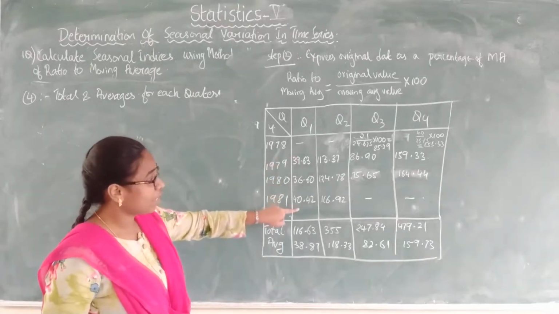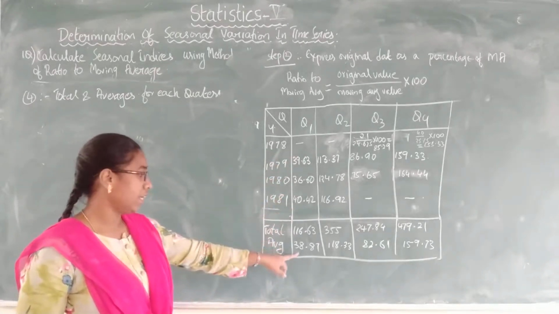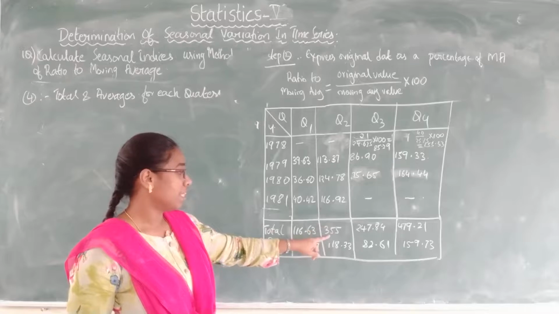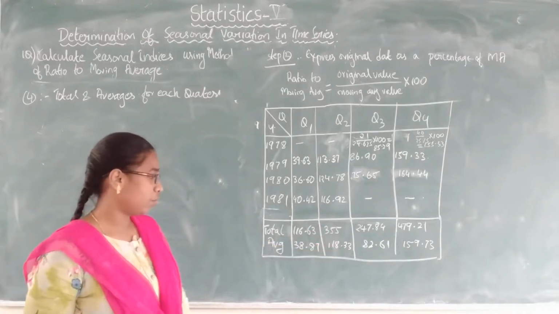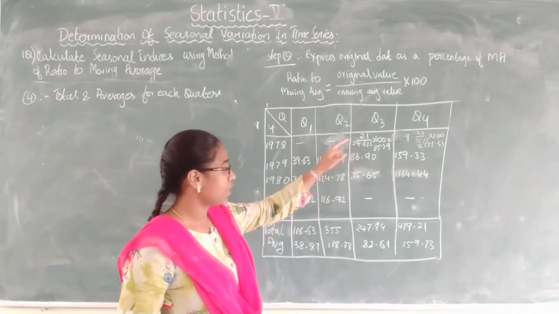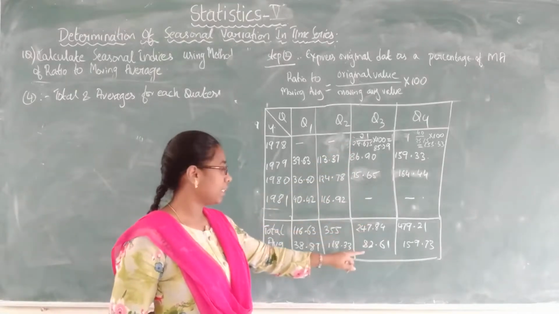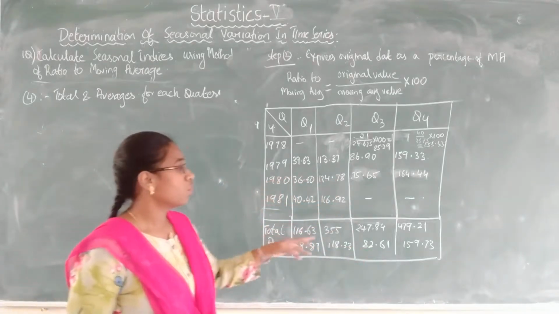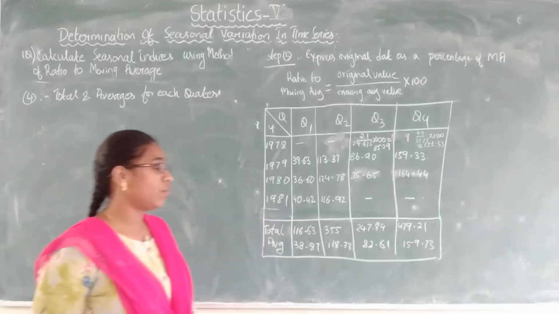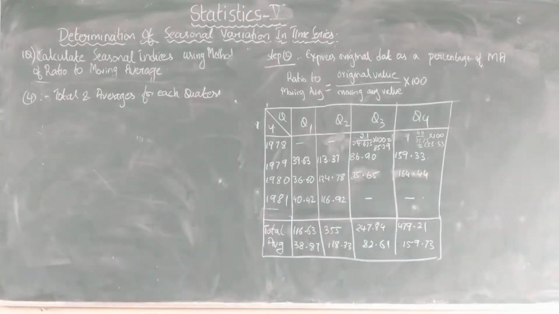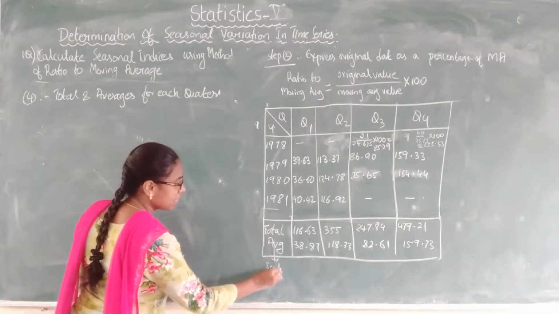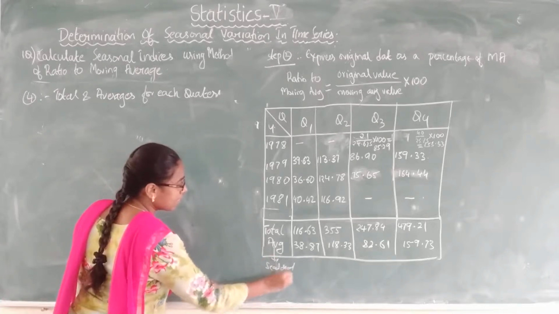Here you have 3 values, so total divided by 3 you will get 38.87. Second, here also you have 3 values, so 355 divided by 3 you will get 118.33. Next, 247.84 divided by 3 we will get 82.61. And similarly the next also, 479.21 divided by 3 we will get 159. These averages are called the seasonal indices.